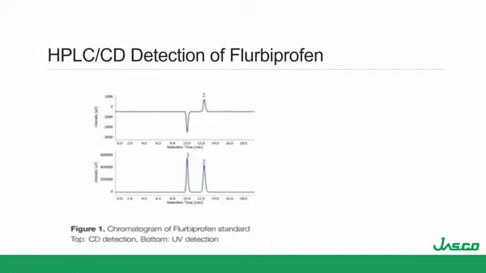This is the HPLC detection of flurbiprofen. So again, now comparing it to the UV separation, you can see you have the negative peak and positive peak versus the two positive peaks.